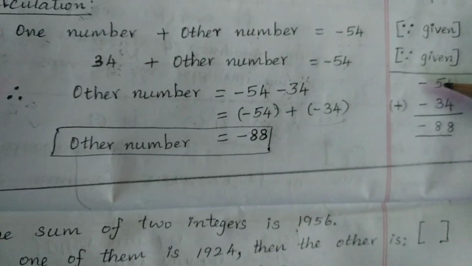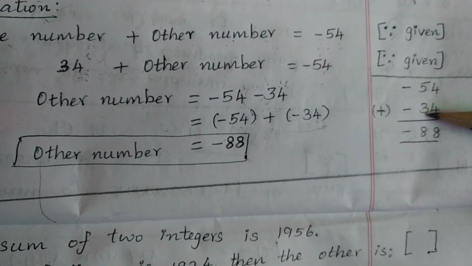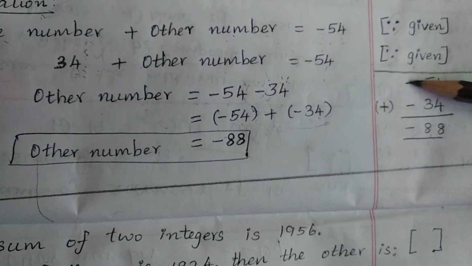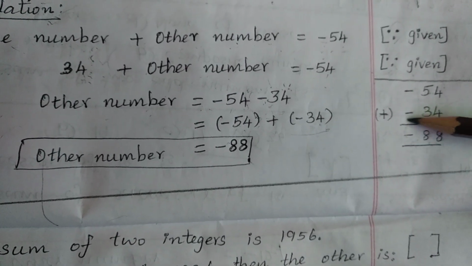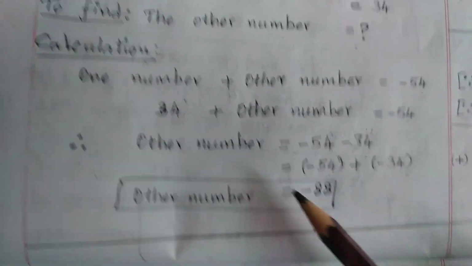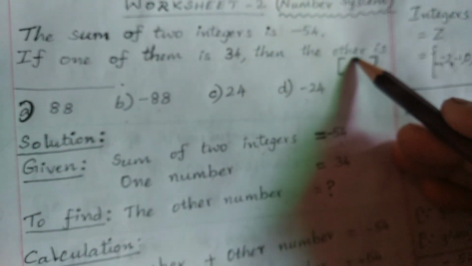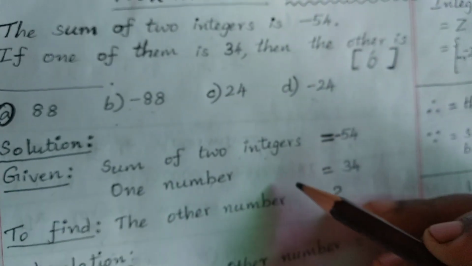So, 54 plus 34 is 88. Since 54 and 34 both have negative signs, the answer 88 also should carry a negative sign. So the other number is minus 88. So the answer is B. Okay. Let us move to problem number 2.